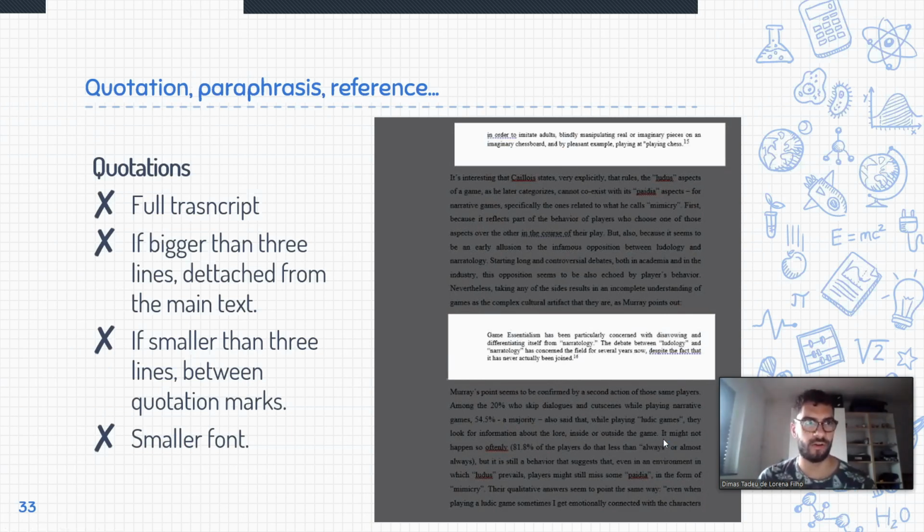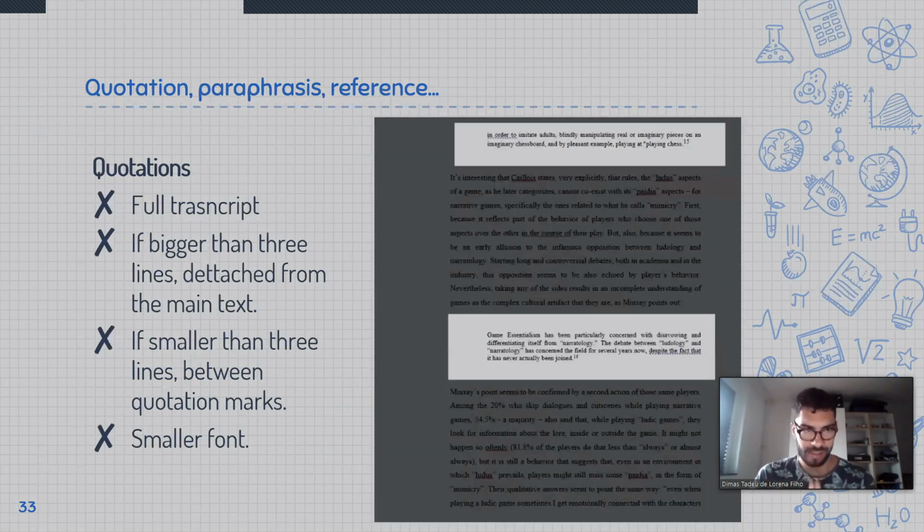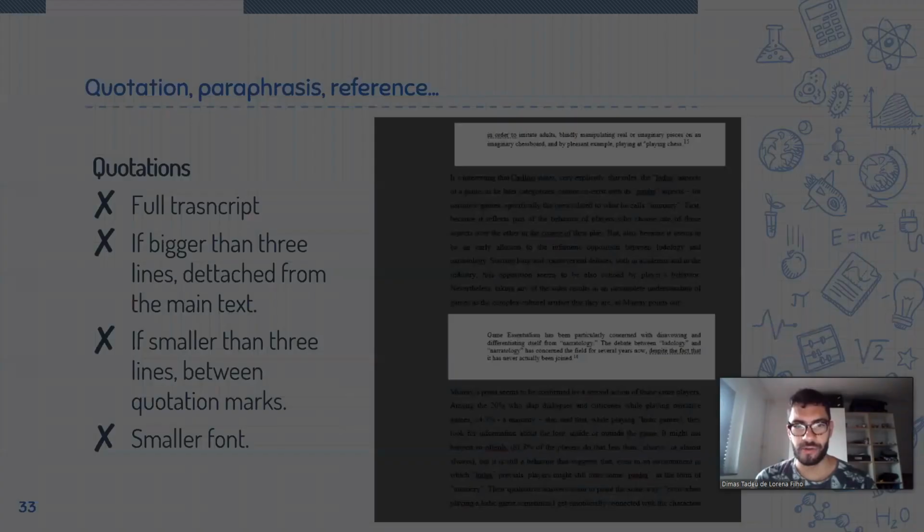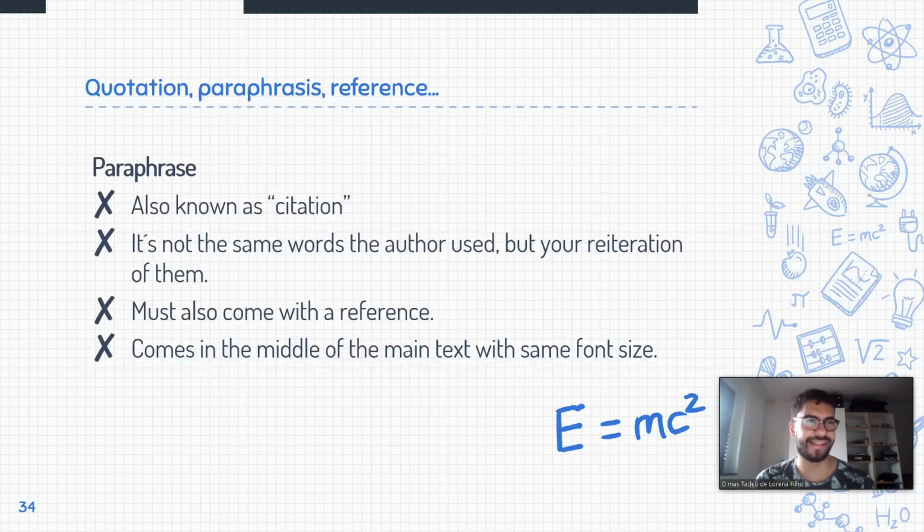So next thing, a paraphrase. This is a little more complicated to explain, but it's really easy to understand. First of all, it's also known as a citation. So this might be confusing because paraphrase and citation are synonyms, so they're the same thing. And the thing here is they are not the same words the author used. It's your reiteration of them.